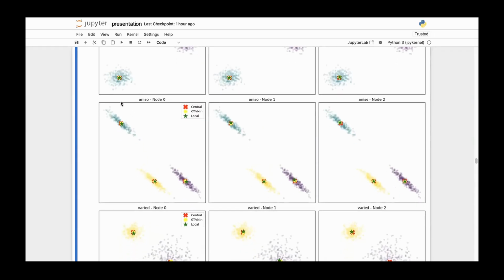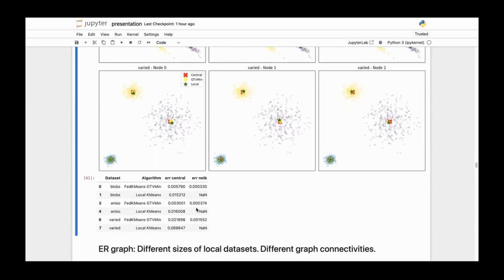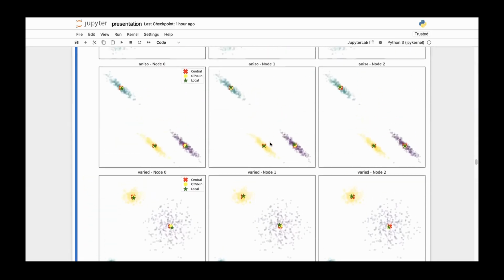Let's check the second row, ANISO dataset on 3 devices. Similarly, we get the final round of centroids from different methods. Here we can already see that in this cluster on node 0, our centroids are closer to the central solution than local k-means. Same here. And let's verify it in the table. Dataset ANISO, and this value is smaller than this value, which verifies the result.